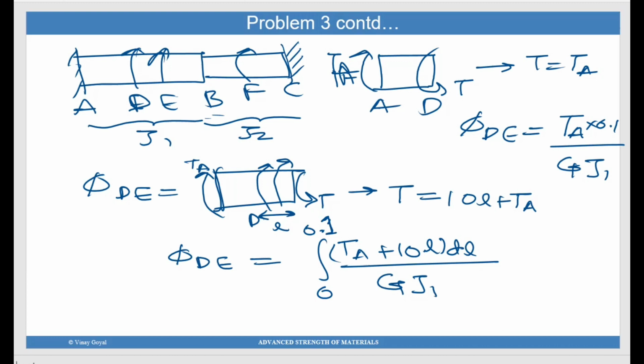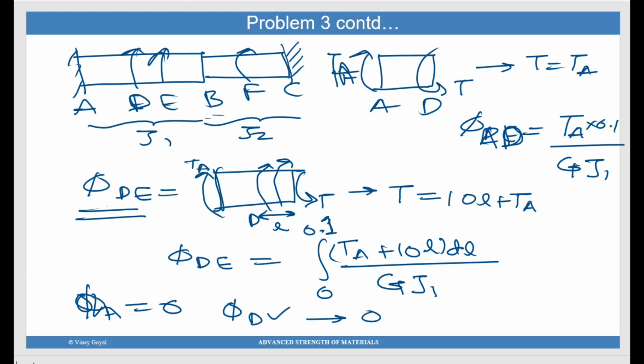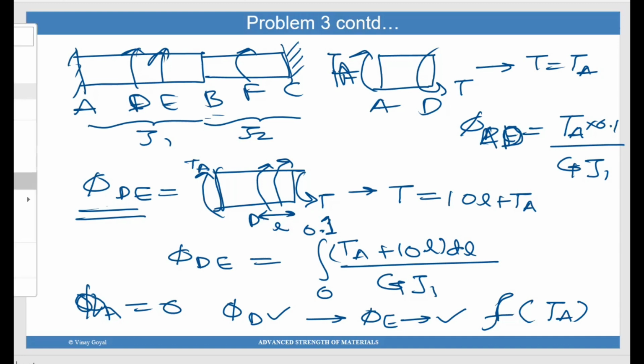So now we know that phi A is 0. So this was phi AD, my bad. This is a correction. This is phi AD, the first part. This is phi DE, the second part. So phi A is 0. This gives you what phi D is, and then this gives you what phi E is from that. And that is a function of TA. You still don't know the exact value because TA is unknown. So you get it as a function of TA. So moving ahead.